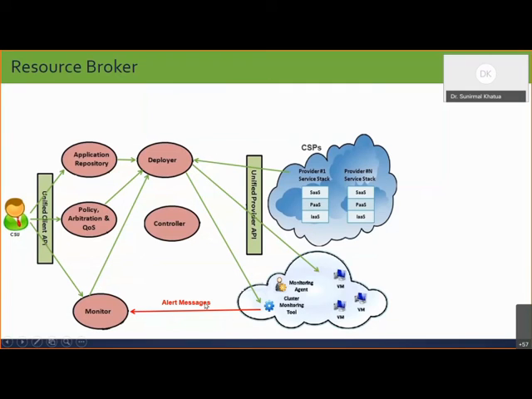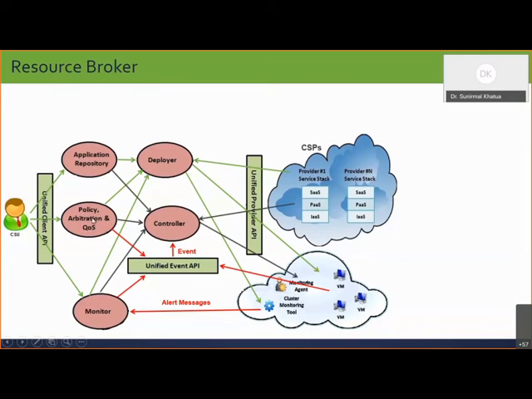Now the monitor will coordinate those alert messages, and if any abnormality is found in the resource health of those environments where the jobs are running, the monitor will send some events, maybe abnormal events or normal events, through some API to the controller. Once the controller receives the events, it will take the policy and QoS requirements. From the policy and QoS requirements also they can send some events, or the VM can also directly send some events to the controller. Once the controller receives some events, it will analyze the application, policy and QoS requirements, and what happened from the monitor.